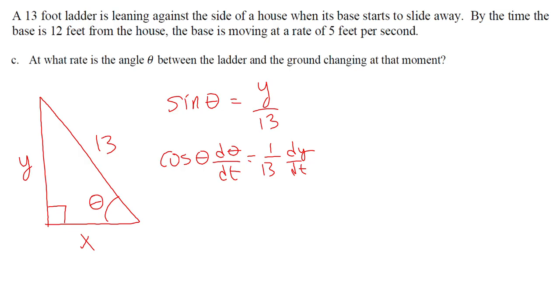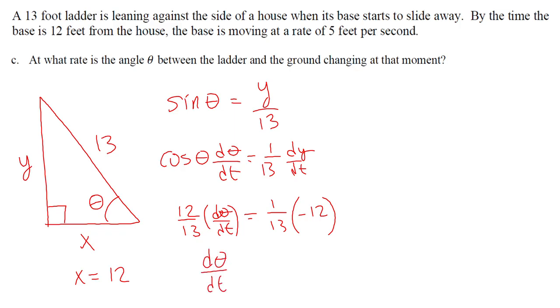And so then we have to look at what the cosine of theta is. Well, the cosine of theta is adjacent over hypotenuse. Our x value was equal to 12 previously. So the cosine of theta is going to be 12 over 13. So 12/13 d theta dt is equal to 1/13 of dy dt. And previously we found that dy dt was negative 12. Well, we can just multiply by 13 and divide by 12, and we get d theta dt is equal to negative 1 radian per second.